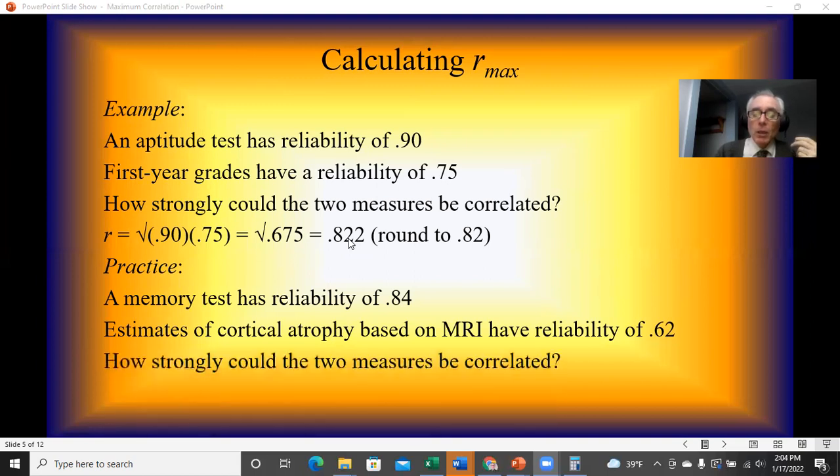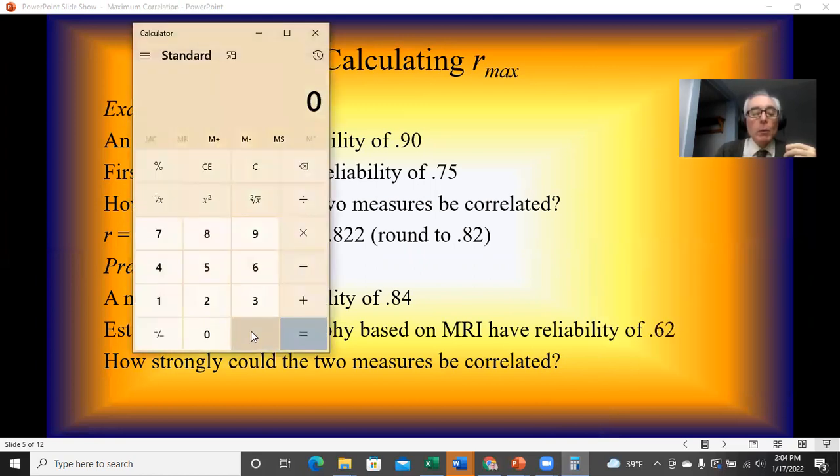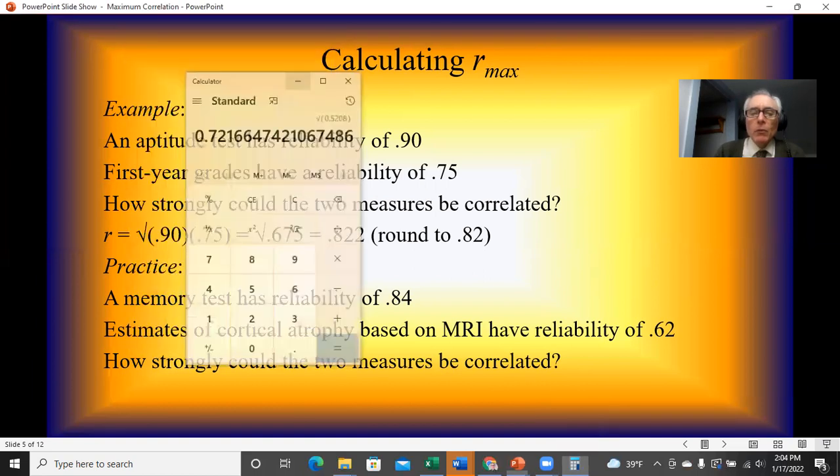So how strongly could those two measures be correlated? To get that, of course, I think you can see my calculator here. I'll say the numbers as we go, just in case. We would take 0.84, reliability of our test, times 0.62, reliability of the doctor's judgment, obtaining 0.5208. And when we take the square root of that, we obtain 0.72, basically. Let's round it down to 0.72.